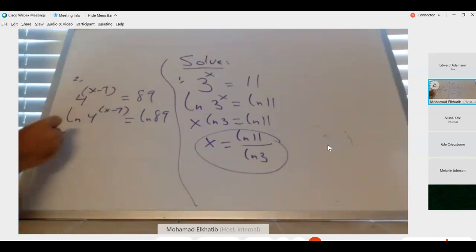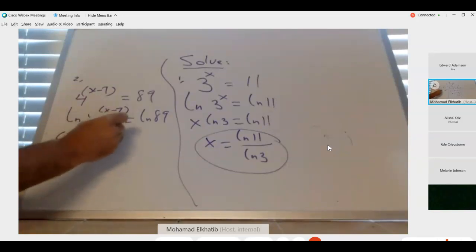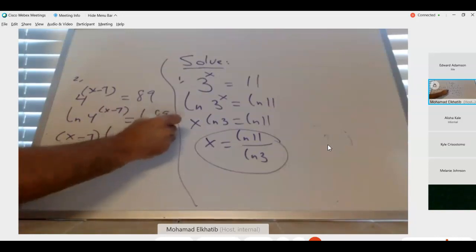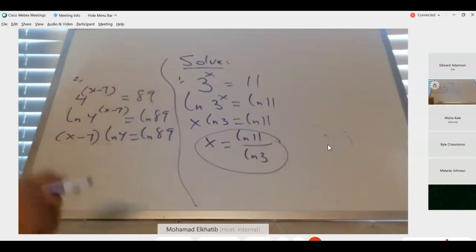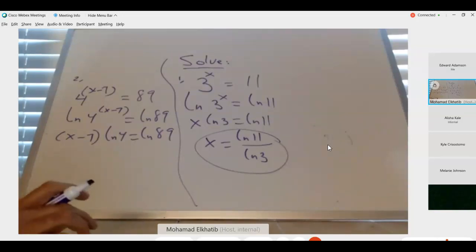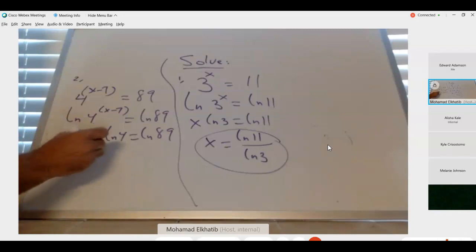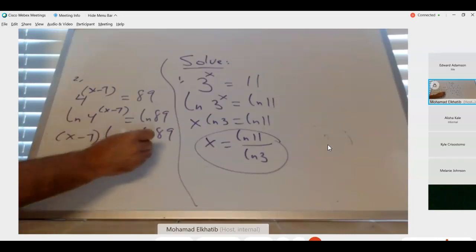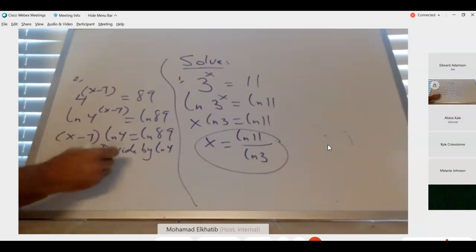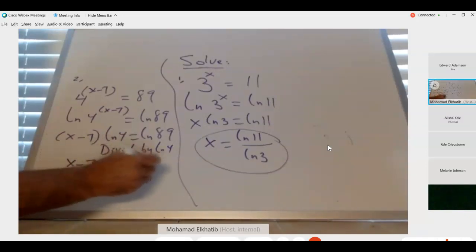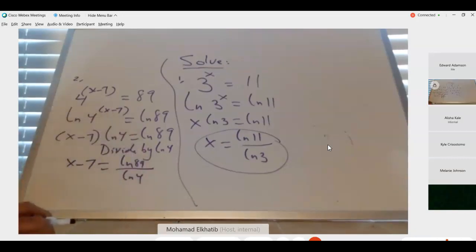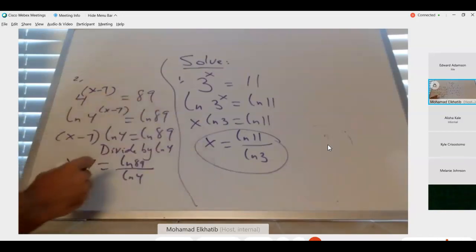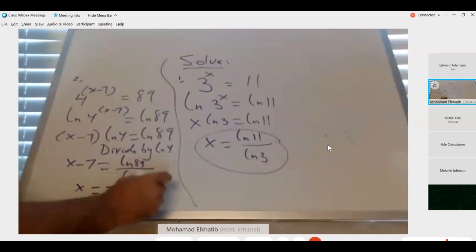Let me put a divider here so you know this is a different question. So what are the rules of logs? I can bring the exponent to the front. Now, don't distribute, class. I'm going to teach you a trick here. Distributing is going to make you really mess up the problem. My advice to you is get the parenthesis by itself. Divide both sides by ln 4 first. So you're going to get x minus 7 equals ln 89 divided by ln 4.